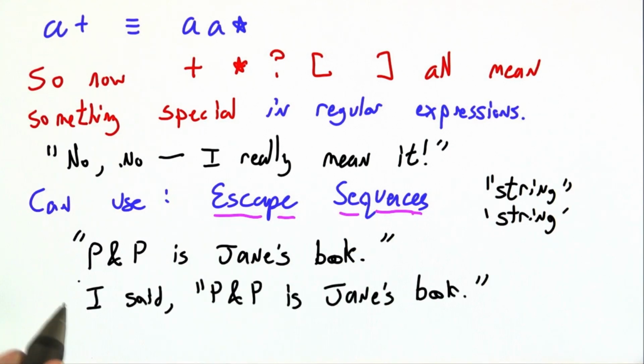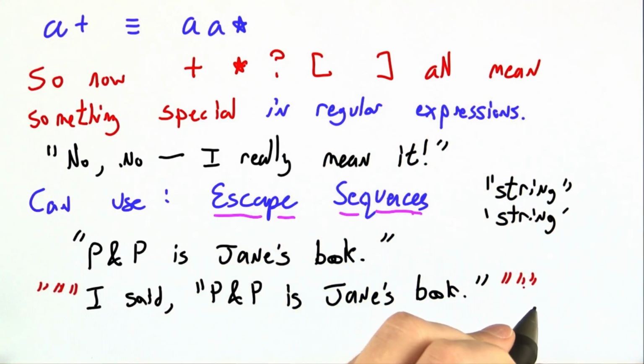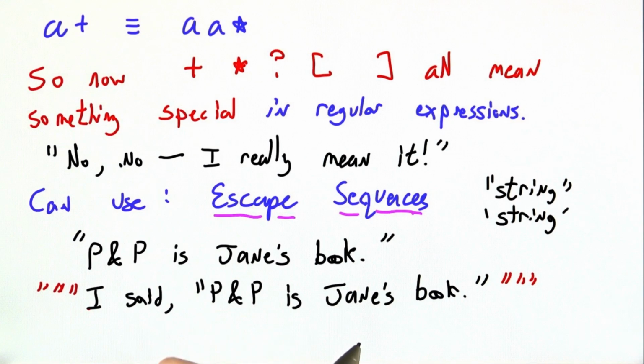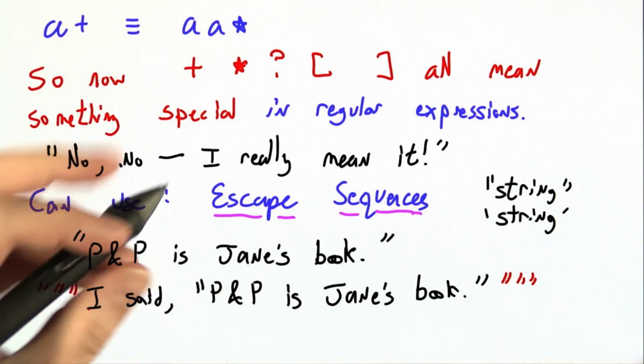But what if you want to include quoted dialogue in your string? So now I want to say, I said P&P is Jane's book. So now I'm using both the single quote and the double quote for their actual meanings. What do I put on the side? Well, Python will actually let you bypass this by using triple quotes. But what if I really wanted to have triple quotes in the middle too? We can't do this forever.